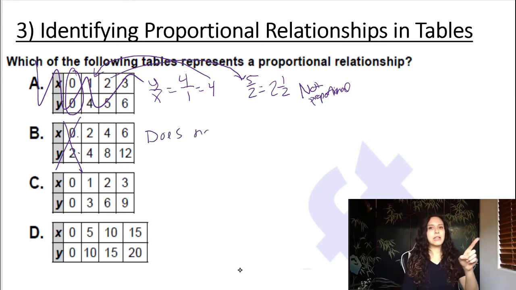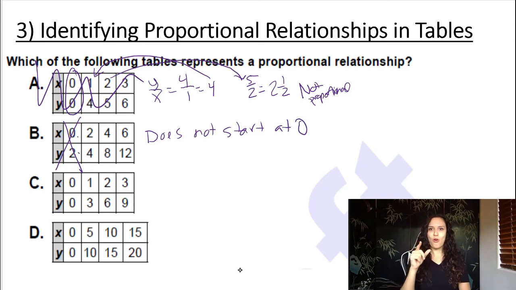Does not start at 0, 0. Okay, next one. Okay, both zeros, that's good. Remember, the graph does not have to show the zeros, but if it does, make sure that they're both 0.